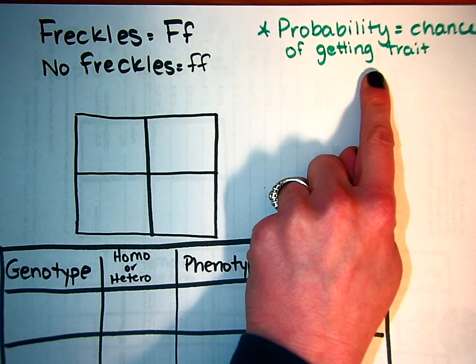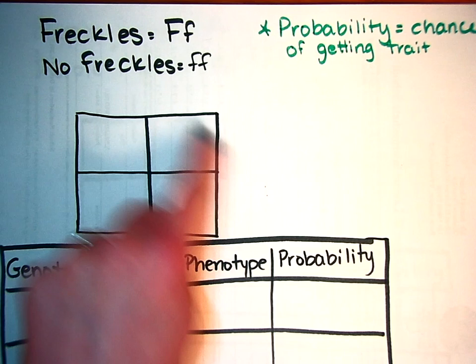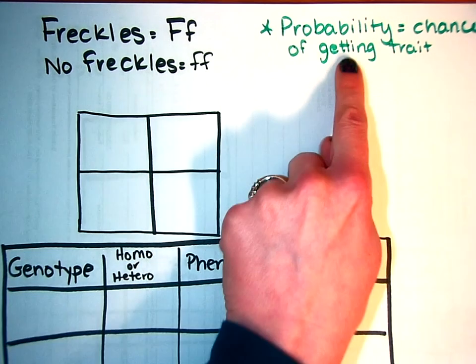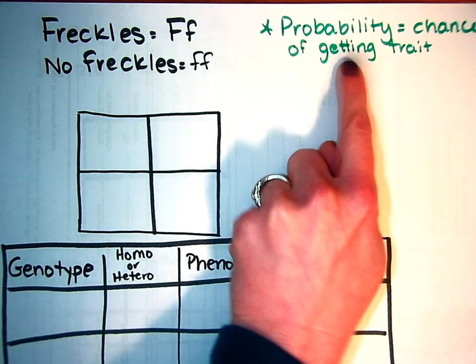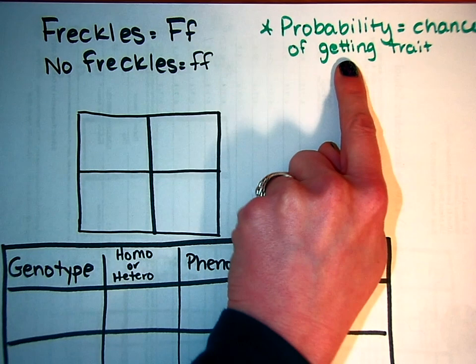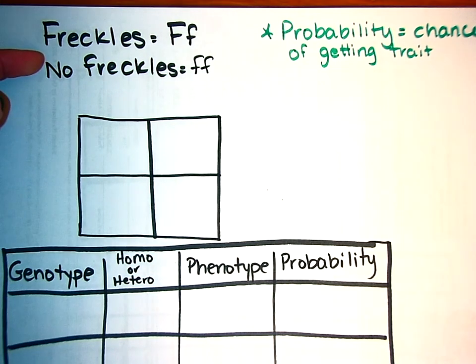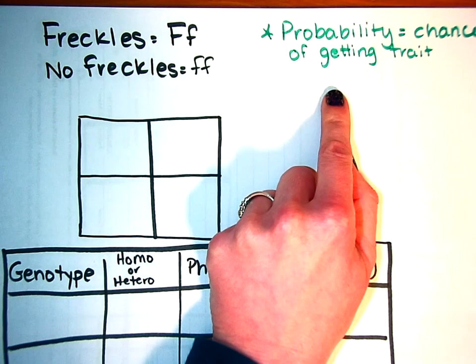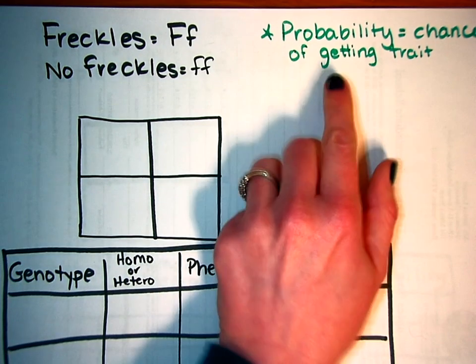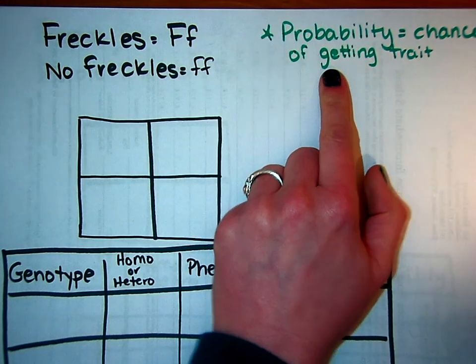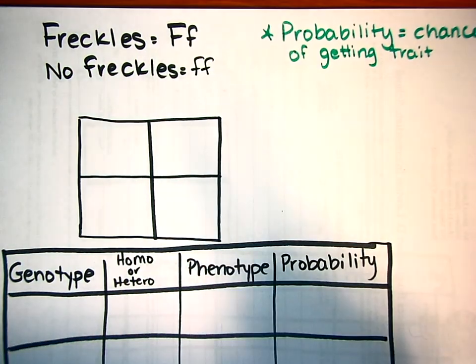So first thing I want to review is remember that a Punnett square is a tool to figure out the probability, the chance of getting a trait. What is the percent chance that my baby will have freckles? And we can represent this in a bunch of ways. I noticed a lot of students liked doing this in percentages, so we're going to focus on percentages today. So a quick reminder lesson about percentages.